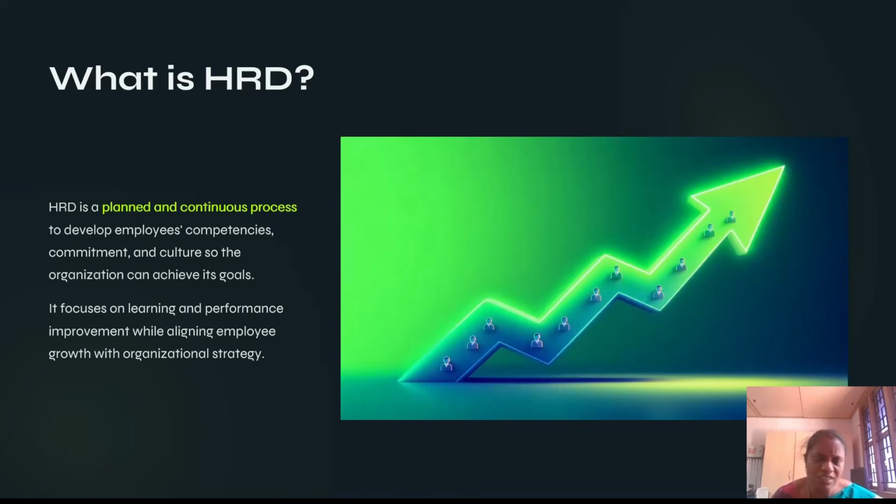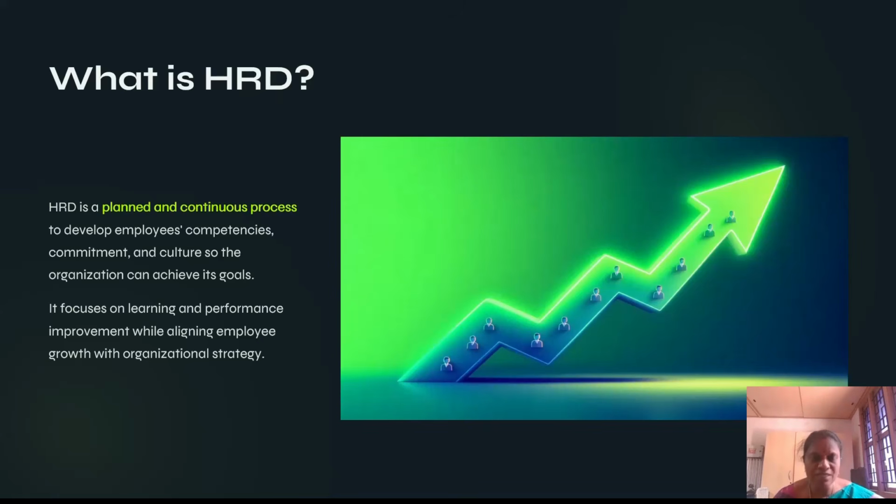Next, we are going to discuss what is HRD. HRD is a planned and continuous process. So we are not going to make decisions as and when the time requires. We are planning ahead, forecasting the future, what will be the next trend or future plan of our organization. Based on that, what we have to do with our existing employees. So we are saying that it is a planned and continuous process to develop employees' competencies, commitment, and culture so the organization can achieve its organization goals.